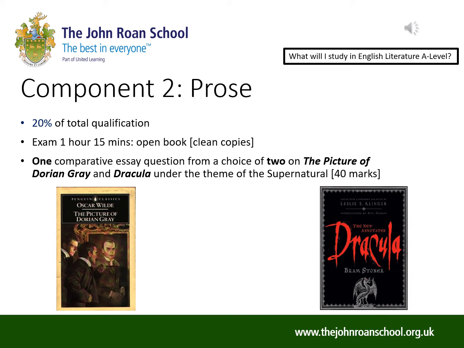Prose represents 20% of the qualification and ends in a 1-hour, 15-minute open book exam. This exam will consist of one comparative essay from a choice of two questions, both about The Picture of Dorian Gray and comparing it to Dracula, and they'll be under the theme of the supernatural.